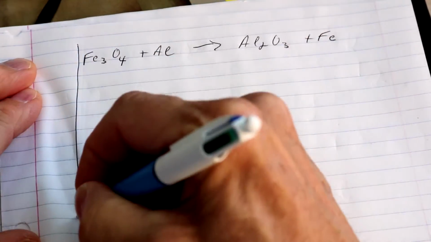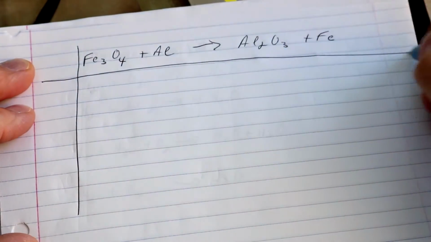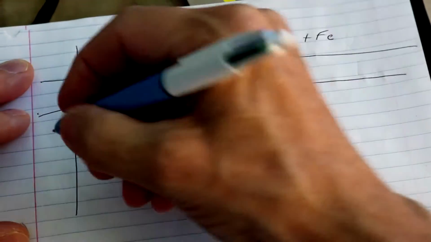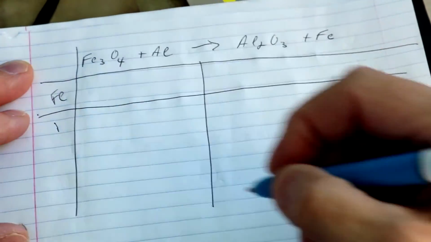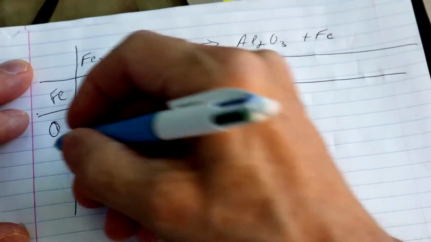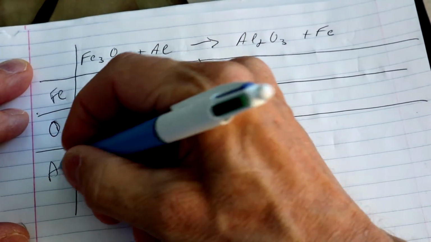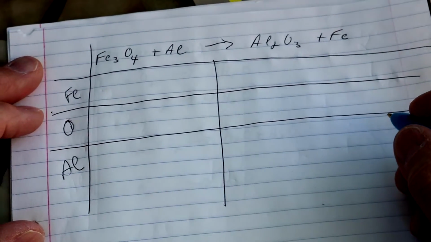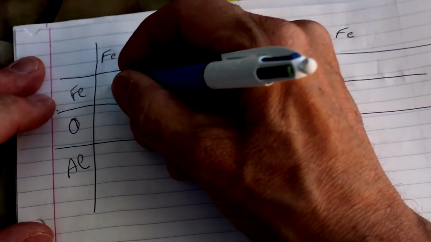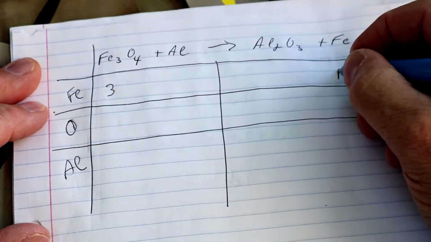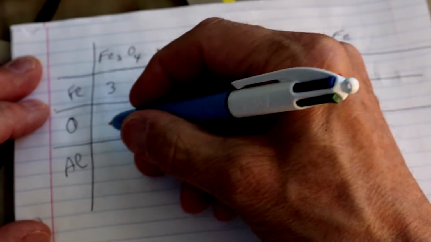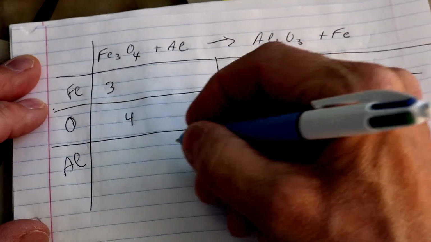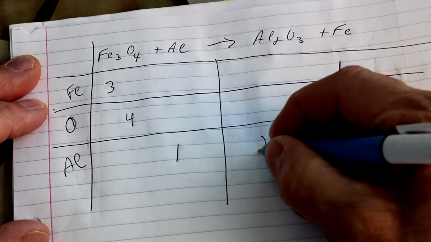Okay, let's give this a shot and set up our table. We have iron on one line, oxygen on the next, and then aluminum. So let's begin by taking our inventory. We have 3 irons here and only 1 over there. Oxygen, we have 4 oxygens here and 3 over here. Aluminum, we have 1 aluminum here and 2 here.